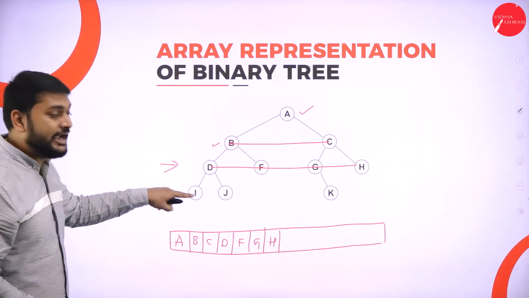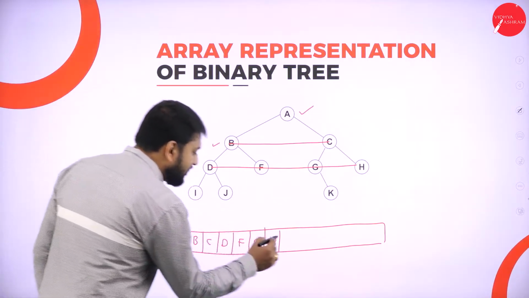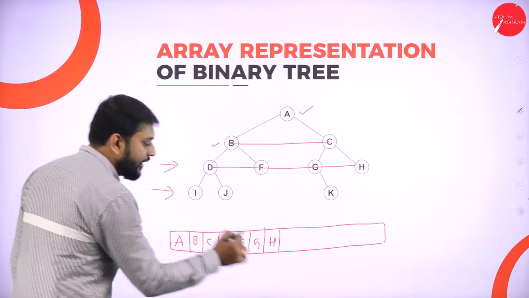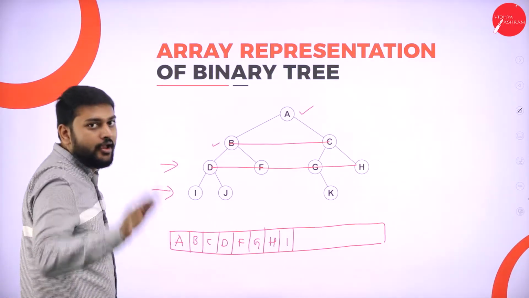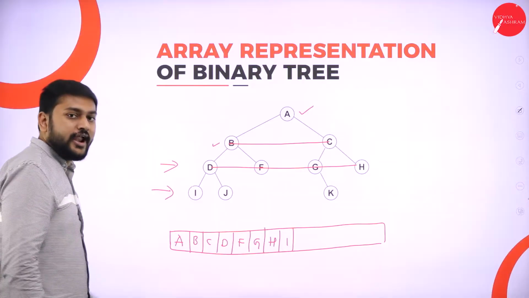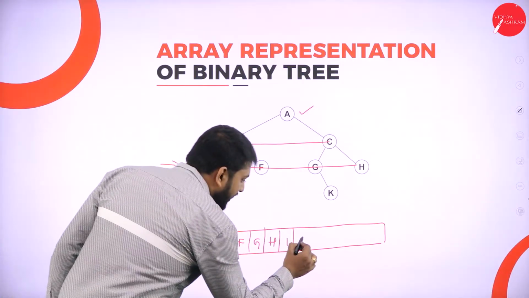Moving forward to the next level that I have. What is the next level? What do I have in this level? I have I. Listen to me carefully. So I have I. Then after that, I have J.